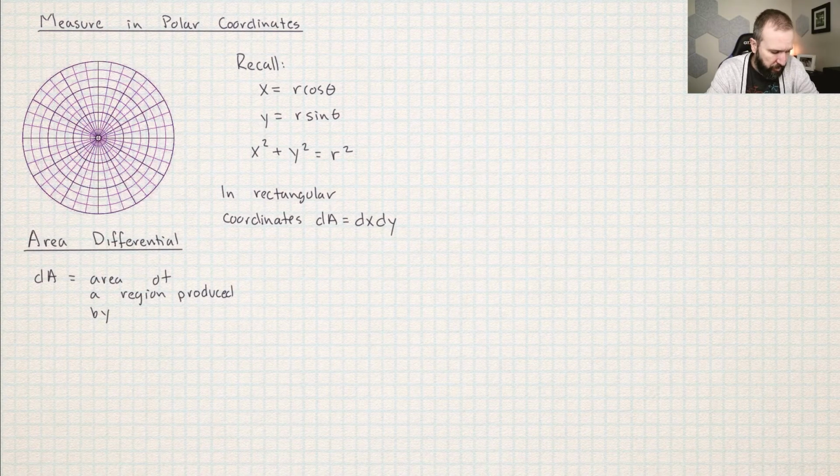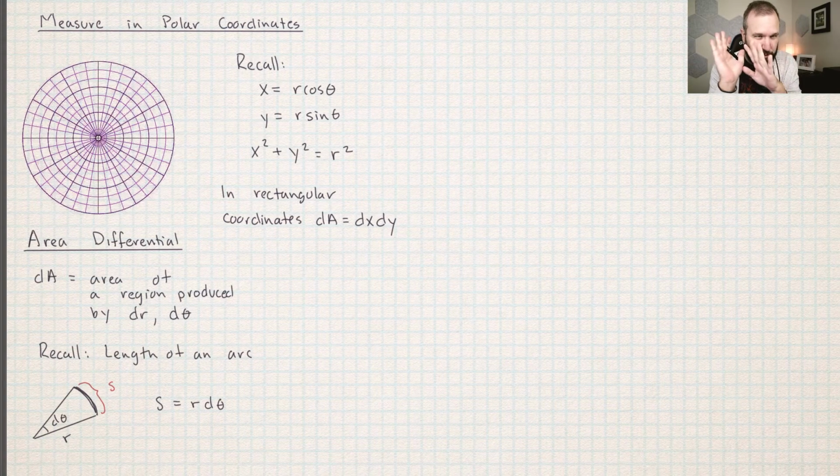The first thing that you have to do when you start measuring space in an alternative coordinate system is figure out what the area differential is. So that's going to be the small amount of area that's produced if you change the variables by some small amount. So in polar coordinates, the variables are r and theta. So dA is going to be the area of the region that's produced by changing the radius by dr and changing the angle by d theta.